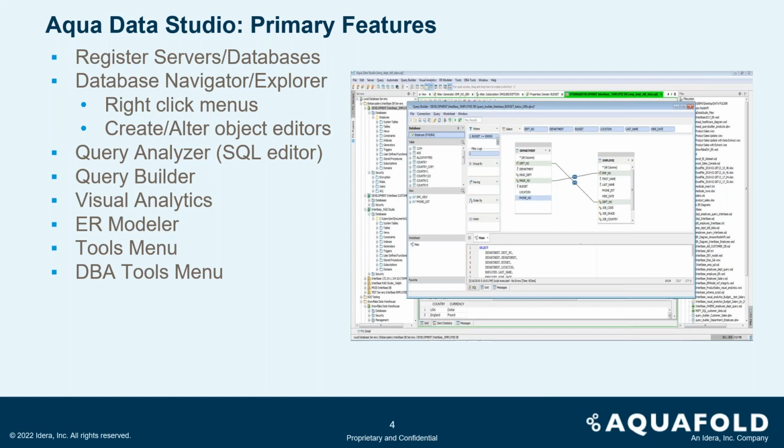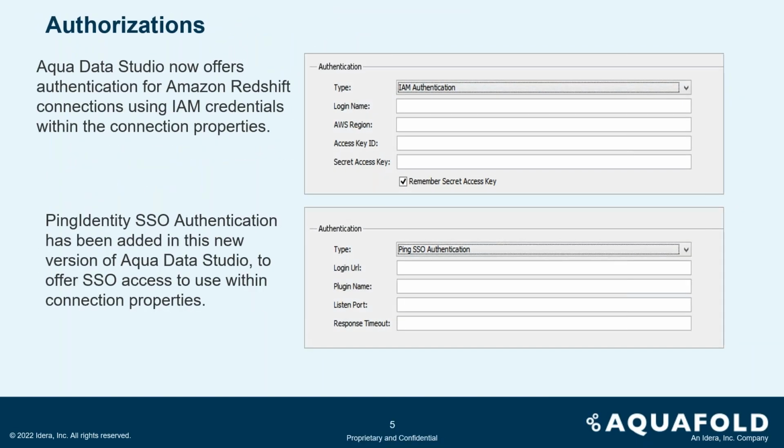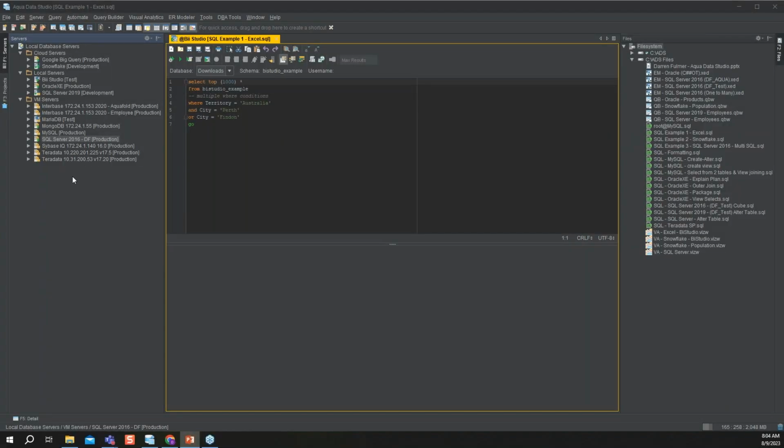All right, so let's go ahead and jump into what's new. I'm going to switch over to the product itself. All right, so in this new build, we've added some new authorization capabilities for your Amazon Redshift. And let me show you what those are.